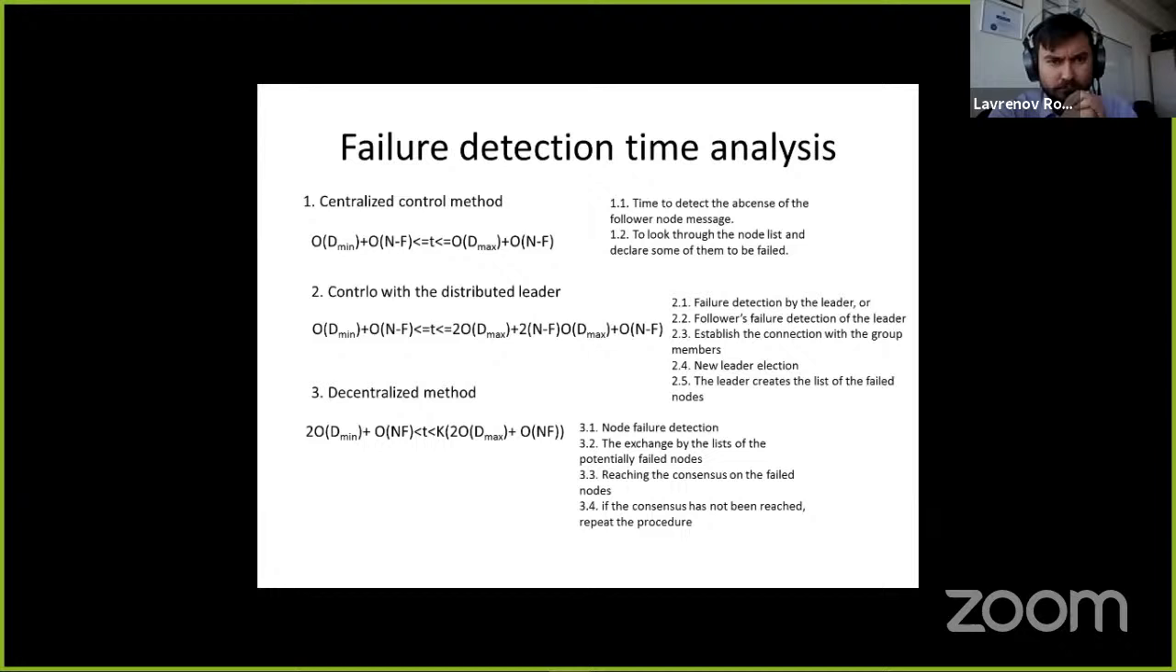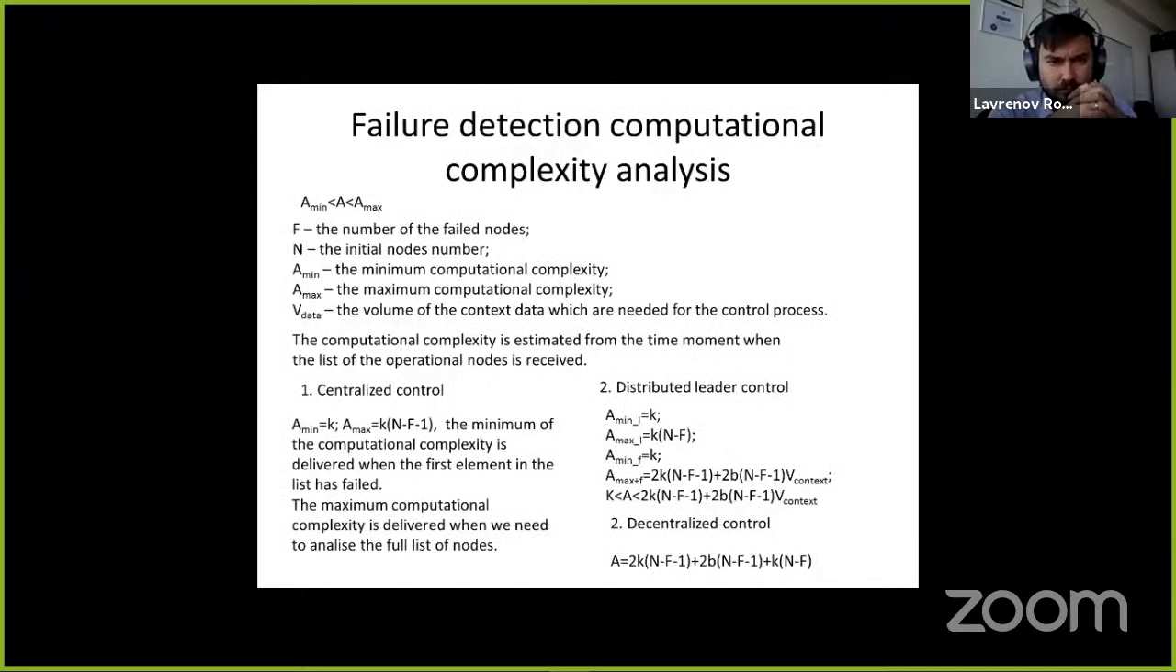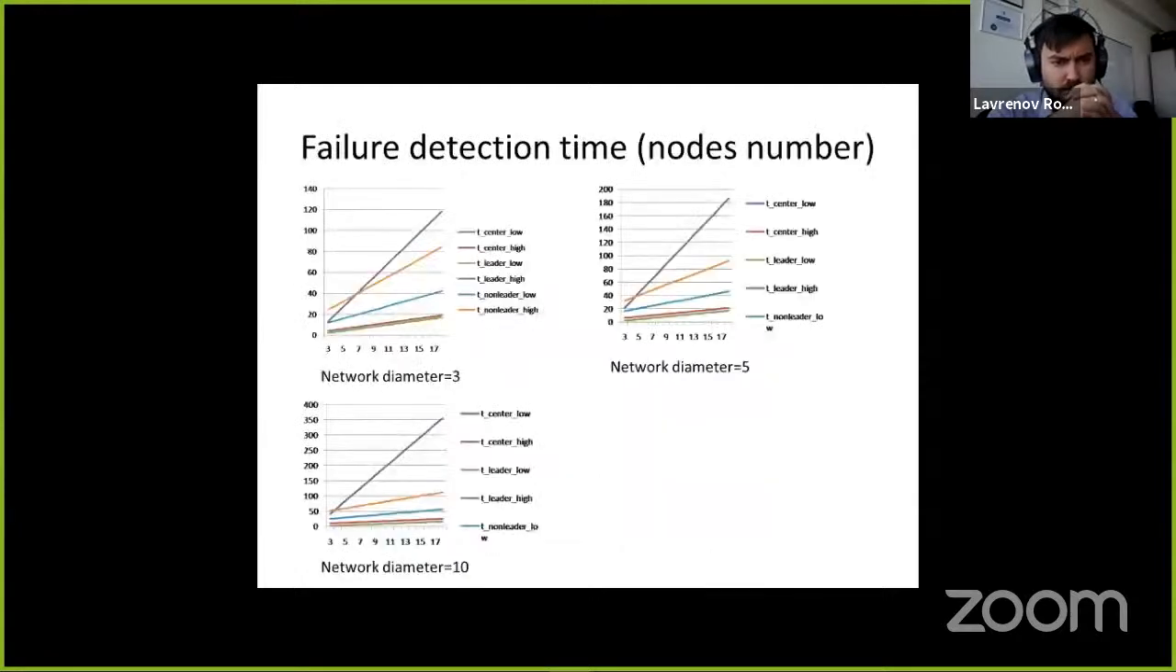To estimate the monitoring and control methods, some abstract estimations were developed, and they're presented here in the slide too. You can see the estimates for the centralized control method, for the control method with the distributed leader, and the decentralized method, as well as computational complexity of the failure detection was estimated too. And here one can see the simulation results.